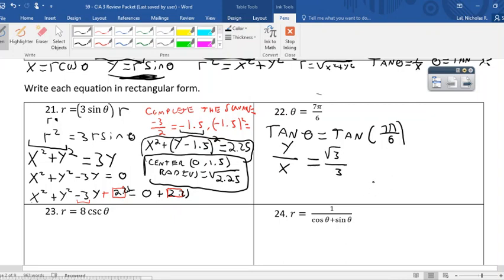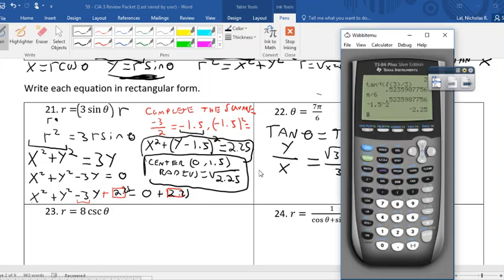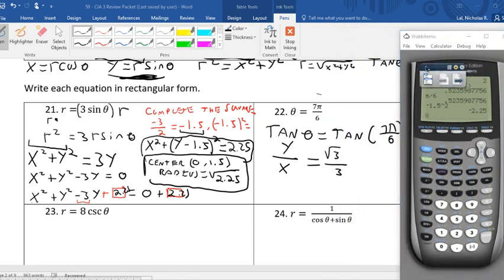Now, if you don't have your unit circle memorized, what you can do is, in radian mode, find the tangent of 7 pi divided by 6. That's going to be equal to 0.577. The square root of 3 divided by 3 is also 0.577. So that should help prove to you that they're equivalent.